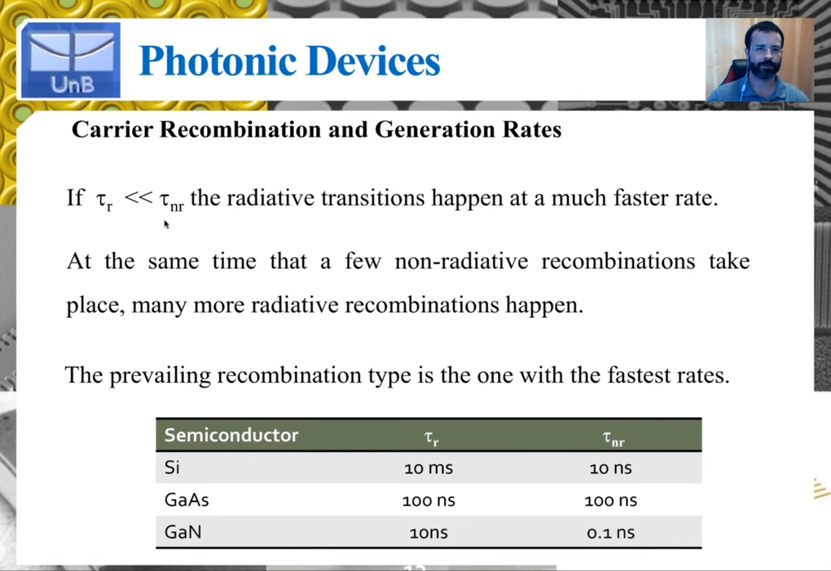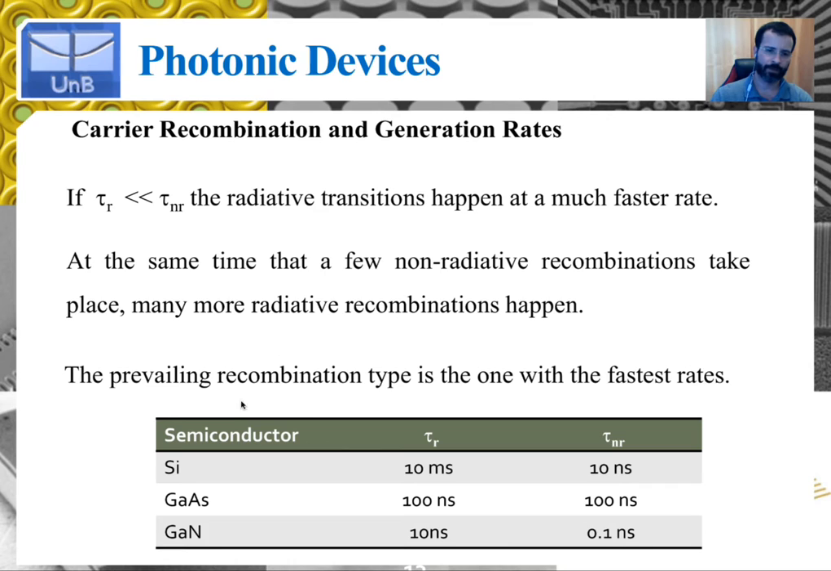So still talking about the recombination lifetimes, if tau r is much smaller than tau nr, then the radiative transitions will be faster and therefore will happen at a much faster rate. So you have many radiative transitions in a given amount of time and only a few or fewer non-radiative transitions. For a light source, that's usually what you want. Therefore the prevailing recombination type, which can be either radiative or non-radiative, is the one with the fastest rate, because you have more per unit time, right?